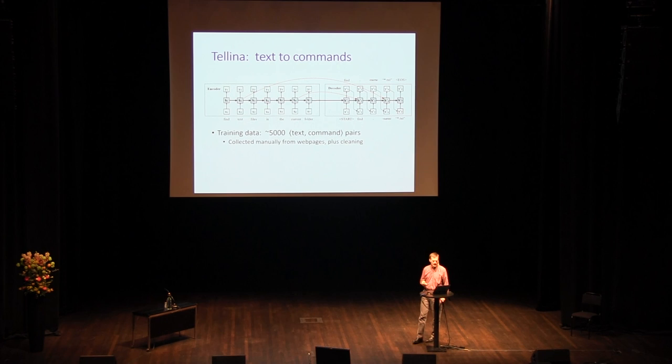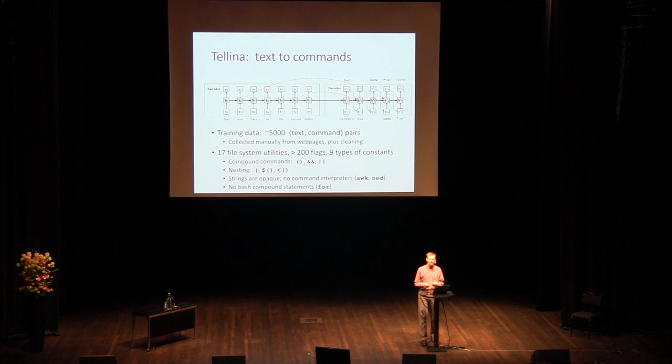So you need some training data. We collected about 5,000 pairs of an English description and a bash command from the web, places like Stack Overflow and tutorials and other websites. We collected all those manually and then did a little bit of cleaning. This data set handles 17 different file system utilities, more than 200 flags, and 9 different types of commands. It handles compound commands, nesting, and process substitution, but all strings are opaque, so it doesn't handle command interpreters like sed and awk. It also doesn't handle bash constructs like for.